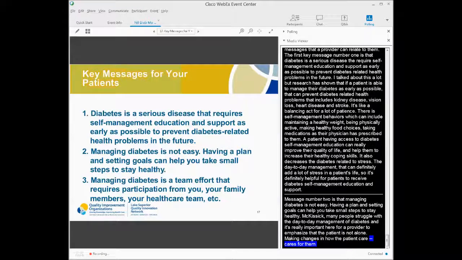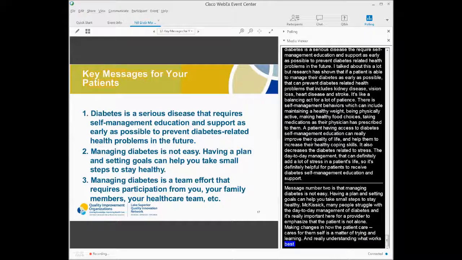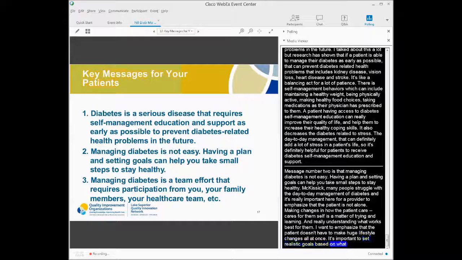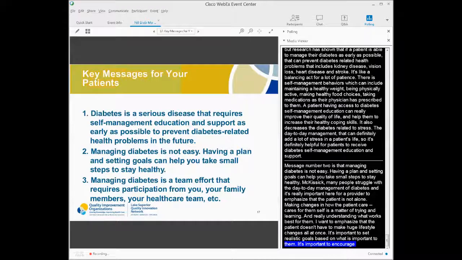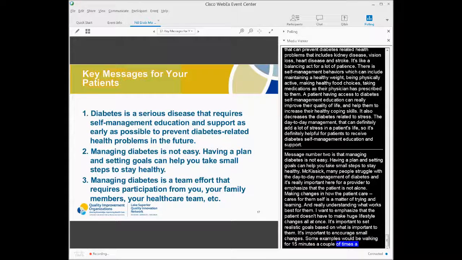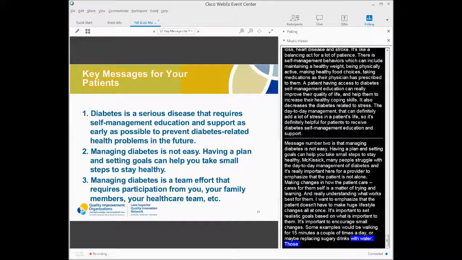So we want to emphasize here that the patient doesn't necessarily have to make huge lifestyle changes all at once. It's important here to set realistic goals based on what is important to them. So it's important to encourage small changes. Some examples of that could be walking for 15 minutes a couple times a day, or maybe replacing sugary drinks with water. So those are small changes that can really go a long way for the patient, especially in managing their diabetes.